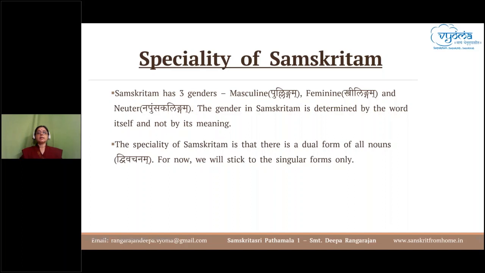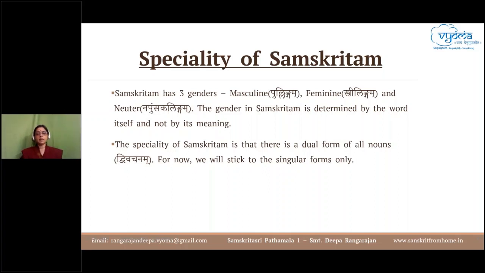Then another speciality is that all nouns appear in 3 numbers. In most languages, we have a singular form and a plural form. But in Sanskritam there is a dual form as well. It is called dvivachanam. The singular form is called ekavachanam. Eka means one. Dvivachanam means dual or two. Two is dvi. And bahu means many, so the plural form is bahuvachanam. So there are 3 lingas and 3 vachanas. Vachana means the number: singular, dual and plural.